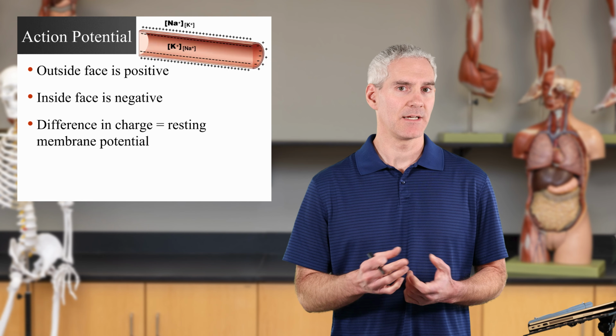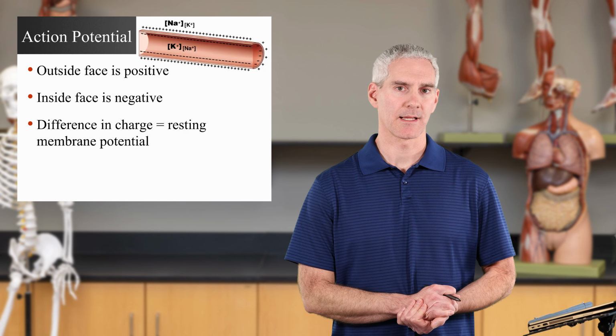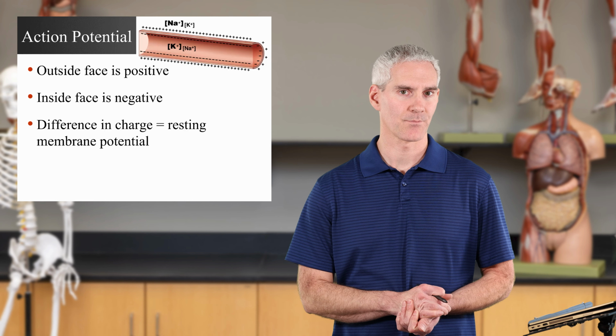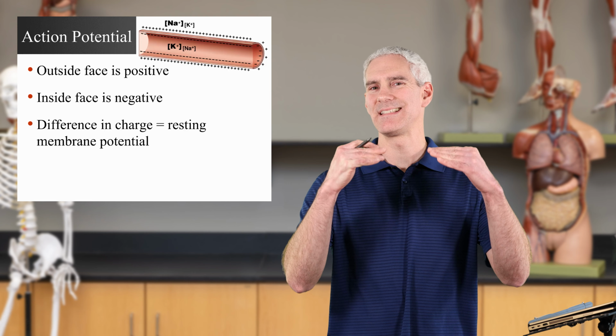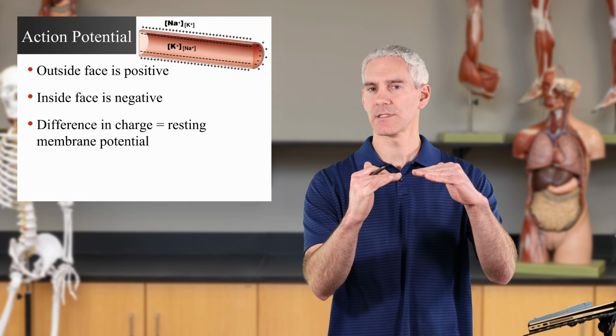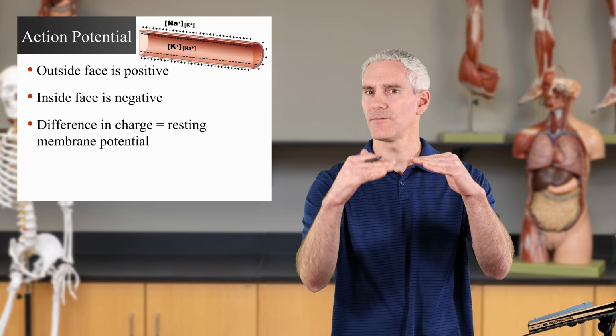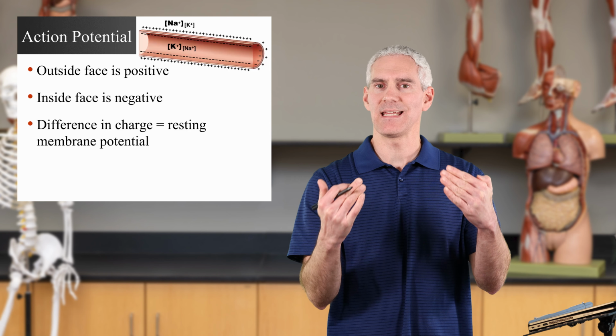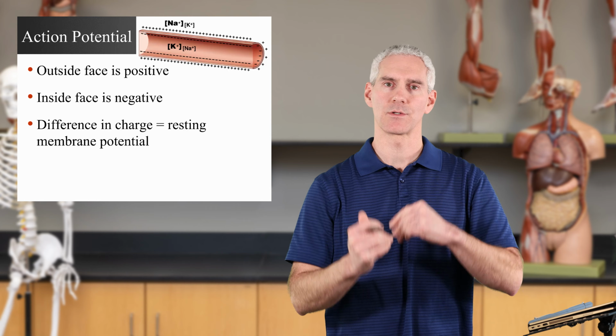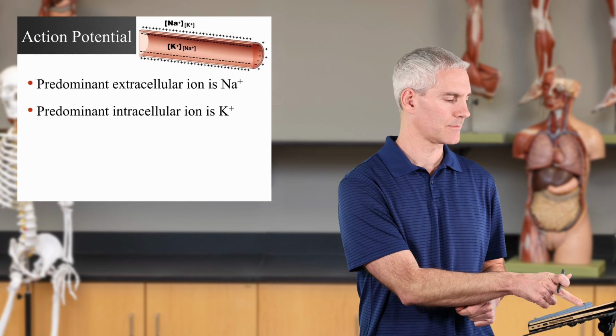And that potential difference, that is the resting membrane potential I mentioned. Now, is it always dead on exactly 70 millivolts? Nah, it might be negative 69, might be negative 71. There's little variations, but the idea is overall it averages out to about negative 70 millivolts.